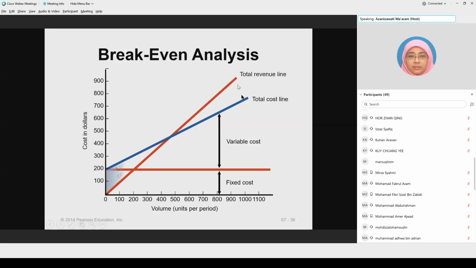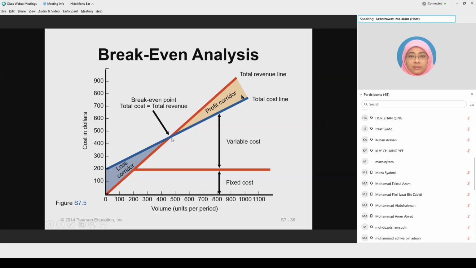While the total revenue line, because total revenue is the selling price. So we start with selling price is 0. And then when we sell 100 units, then the selling price will be increased. 300 units will be increased. Then afterwards, you can plot the total revenue line. So the cross line here between total revenue line and total cost line, we call it as break-even point, where this break-even point is the total cost equal with total revenue.